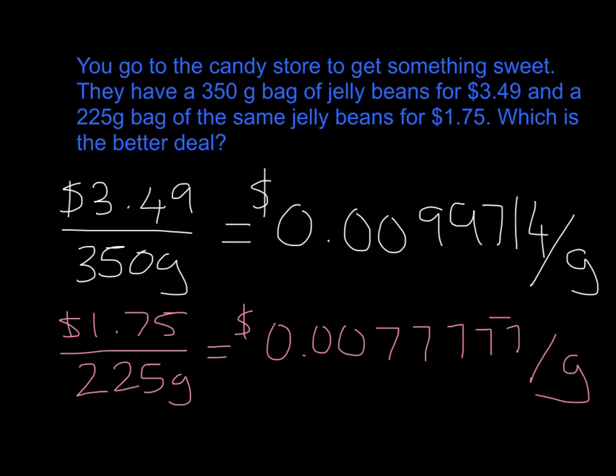So it would make more sense. I'm getting technically more jelly beans for a smaller amount than I am in this one. Although this one looks like the bigger bag in terms of grammage, this one is actually the cheaper price to purchase. So if I was looking to save money, I know that I would buy the better deal, and my better deal is the smaller bag of jelly beans. So I would buy the 225 gram bag of jelly beans.